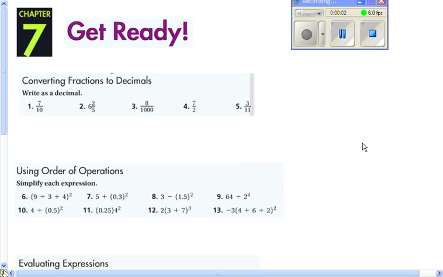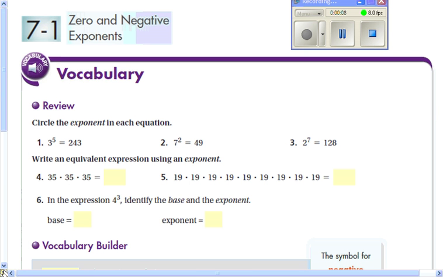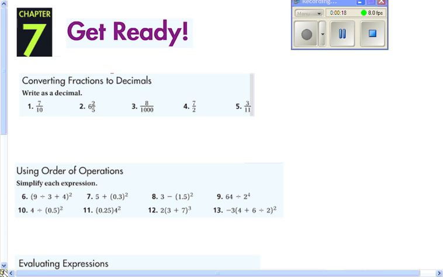All right, students, this is the beginning of Chapter 7, our first lesson in Chapter 7, and we are going to learn about zero and negative exponents. You're going to learn how to simplify exponents that are negative. I'm sure you're familiar with exponents a little bit. So here are some things for this chapter that you'll have to know how to do. So get ready for this chapter.